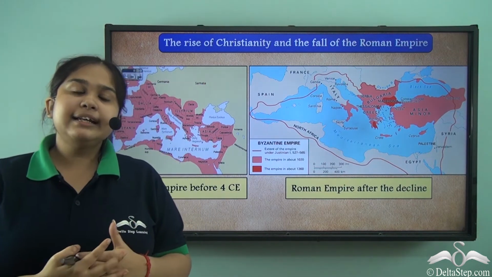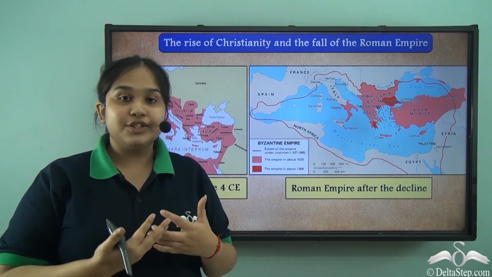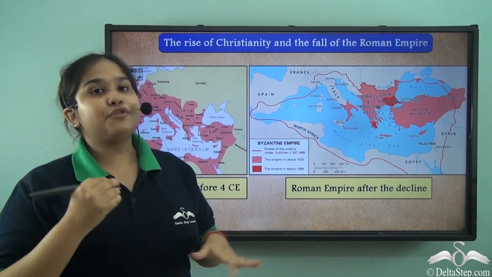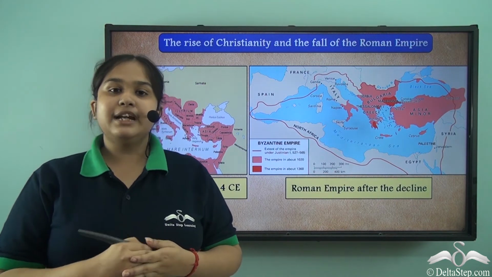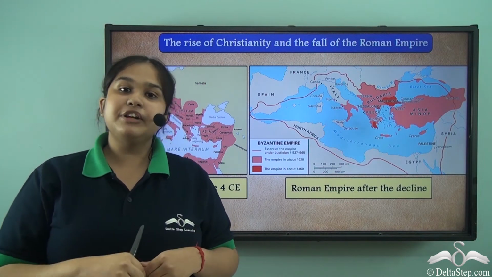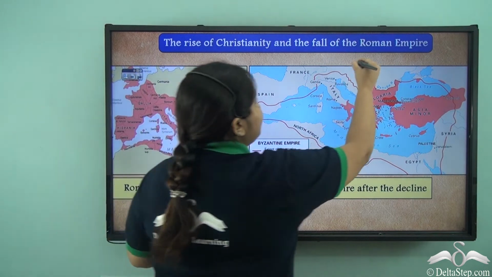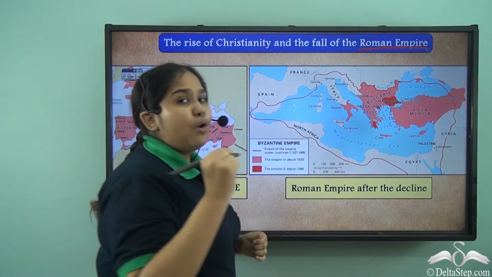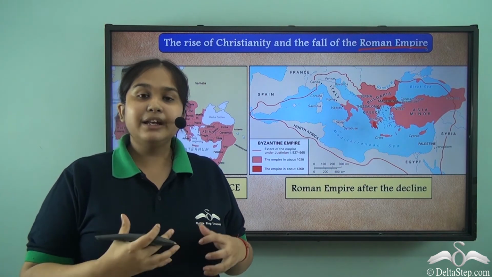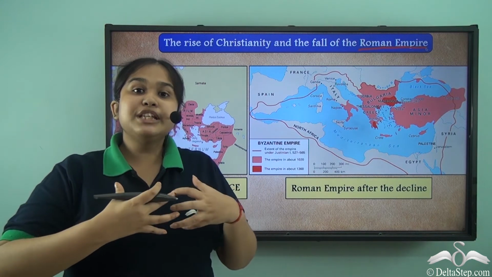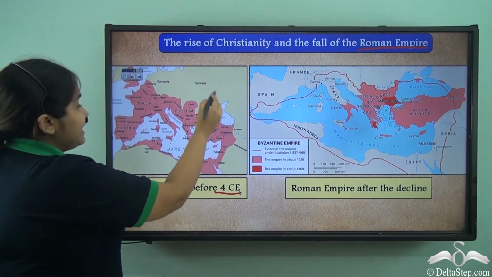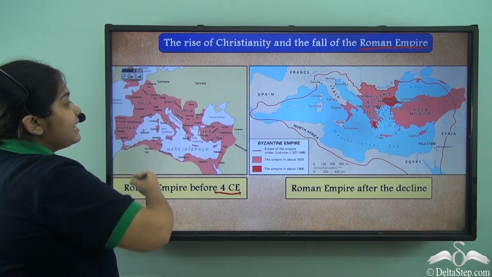Now, when we look at studying European history specifically, we also try to look at the rise of Christianity. Now, with the rise of Christianity, can you tell me which is the empire that is connected to this particular religion the most? It is the Roman Empire. So the Roman Empire, which is one of the largest empires of all times, was in its full glory before the 4th century CE, as we can see in the map. It had an extended empire.